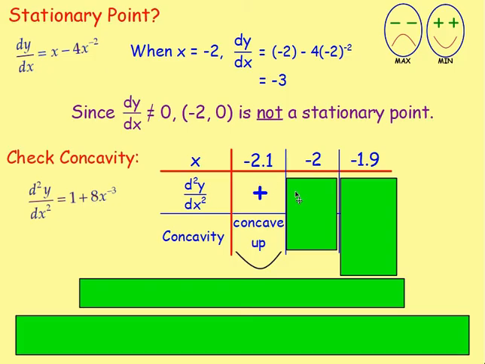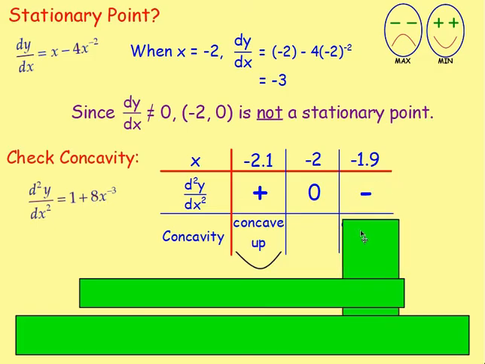When you sub in negative 2, just check that you do get 0. But sub in the value after that as well, sub in the negative 1.9. So 1 plus 8 times negative 1.9 to the power of negative 3, work it out. Is it positive? Is it negative? It is negative. And because it's negative, it means the gradient is going to be decreasing. So it's going to be concave down.